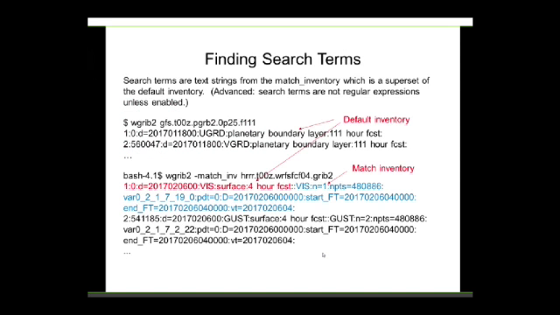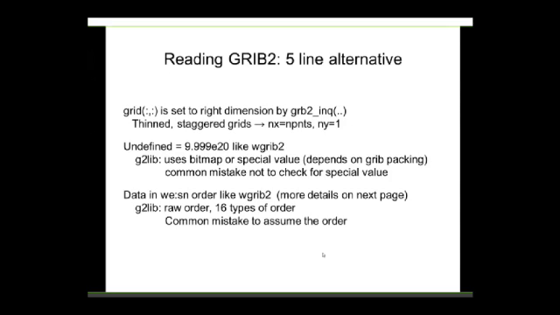Okay. So these are some things you need to know about it. The grid is set to the right dimensions by grib2 inquire. Within the staggered grids, nx is the number of points and ny is 1, because they're not exactly rectangular grids. Undefined values have a value of 9.99E20. It's meant to be a big number that can be stored as an IEEE number.